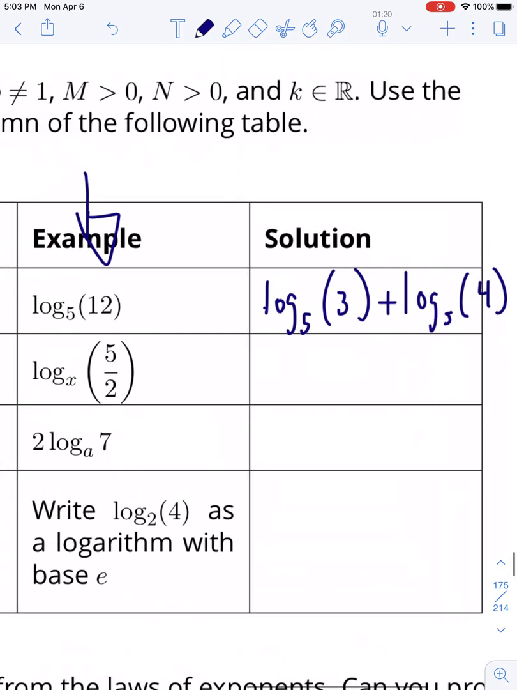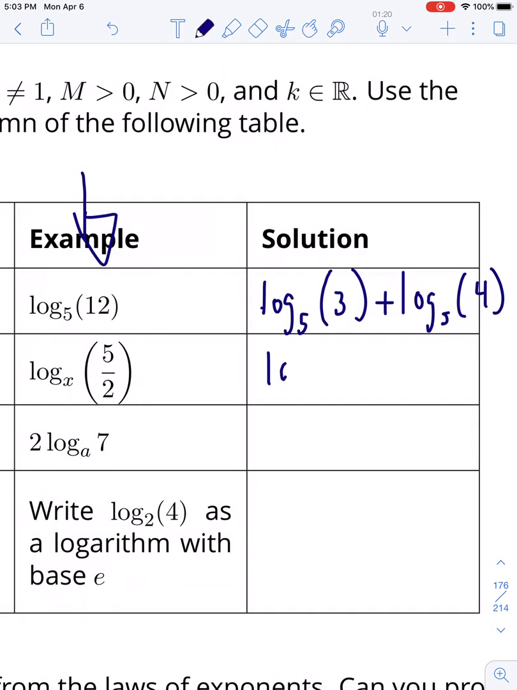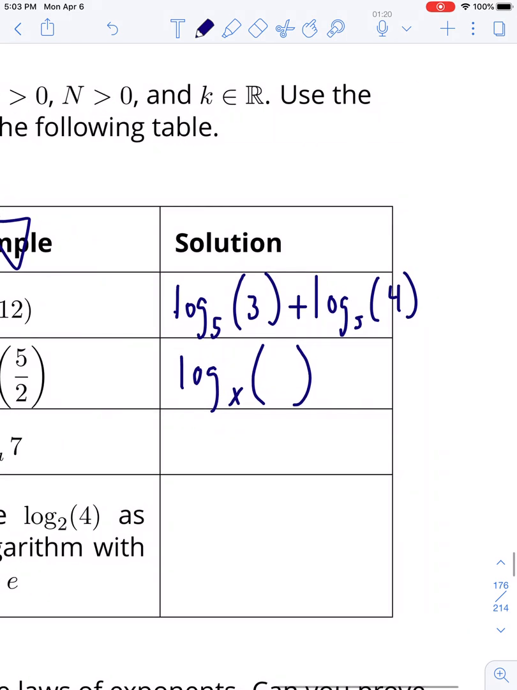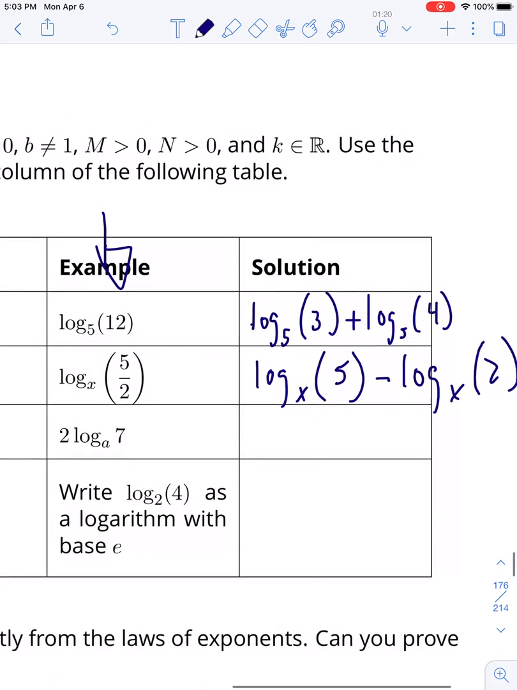The next one, what could they have done here? Well, they probably could have done log x, but notice there's a division happening. With the division, we'll put the 5 in this parenthesis, since it's on top, and we'll minus off the log x of 2. And so we get 5 halves, because since the 2 logs are minusing, we divide to combine into 1 log.